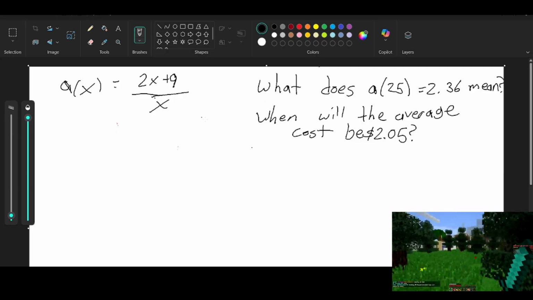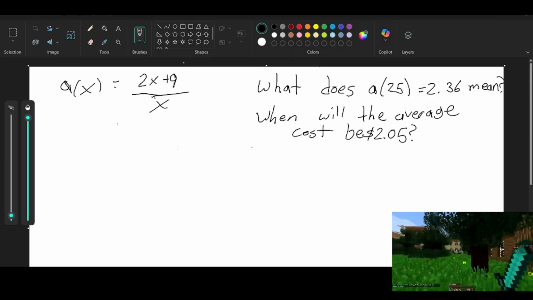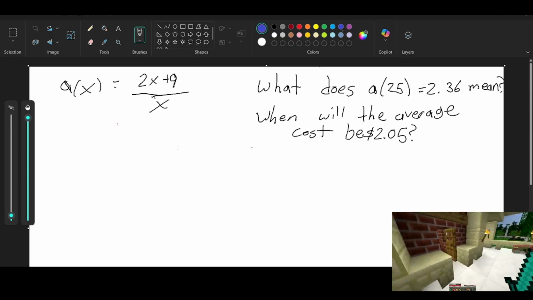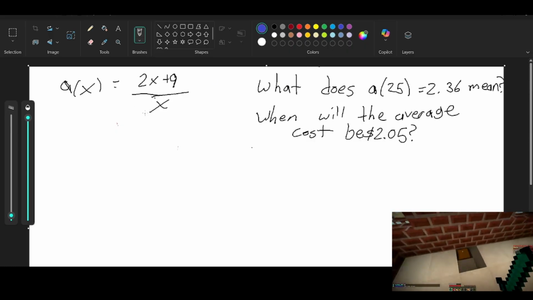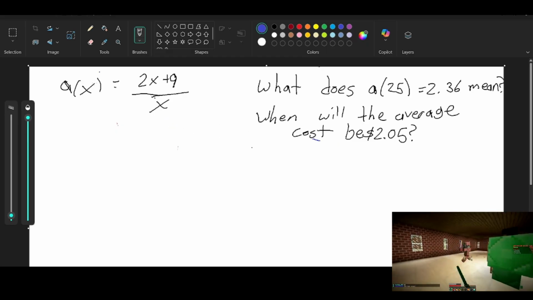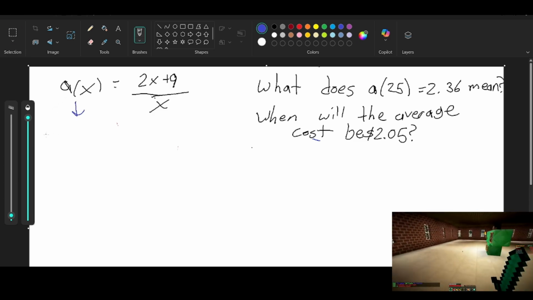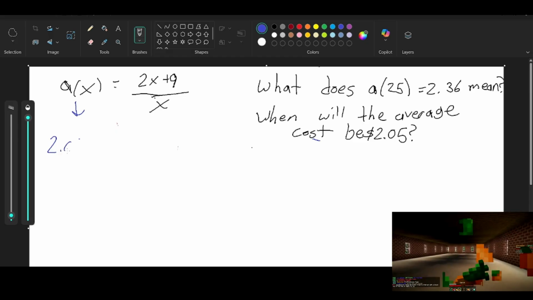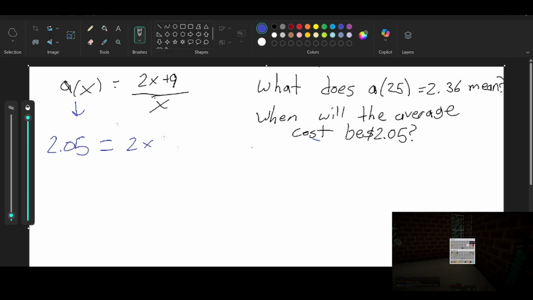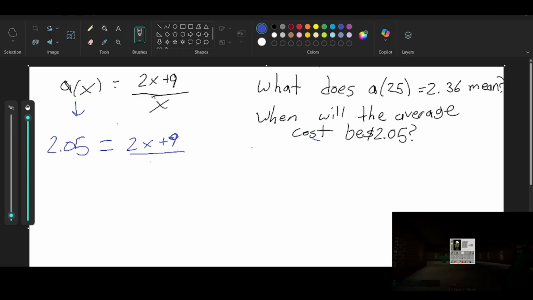When will the average cost be $2.05? Well, I know that x isn't my average cost, right? My x in my function is the number of fidget spinners that I'm buying. So it's not that I'm setting x to be $2.05. It's that I'm setting my a of x to be $2.05. Right? So I have $2.05 equals my function 2x plus 9 over x. But I don't know what x is. That's what it's asking me to find.